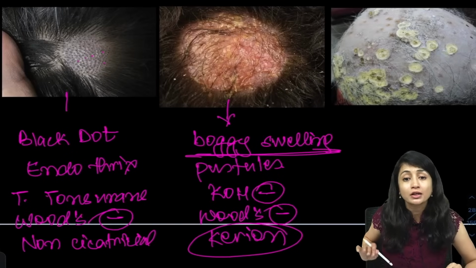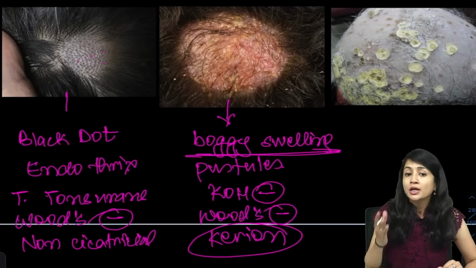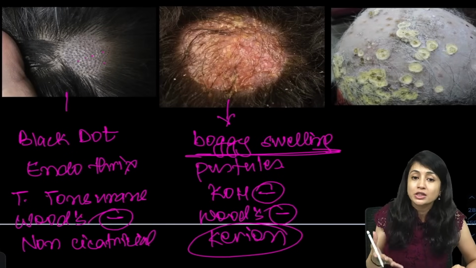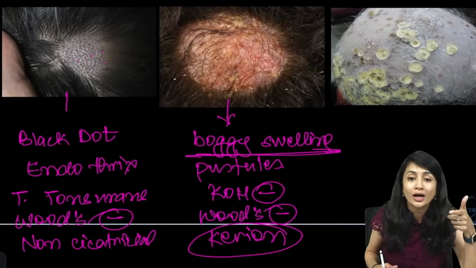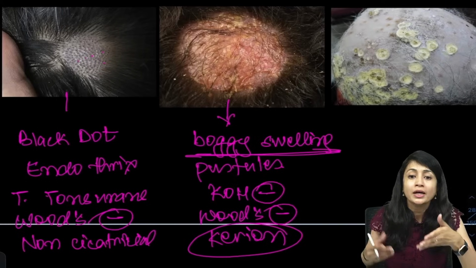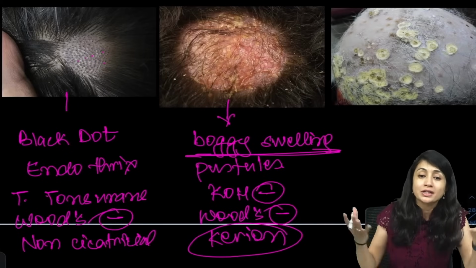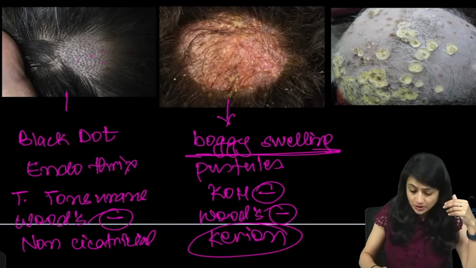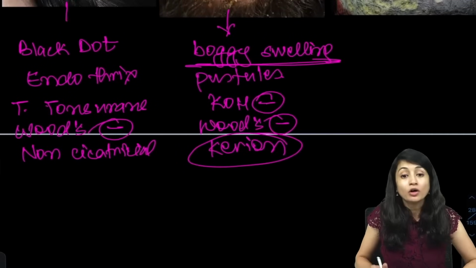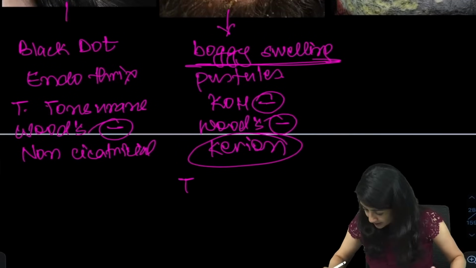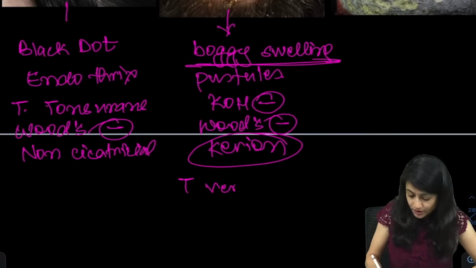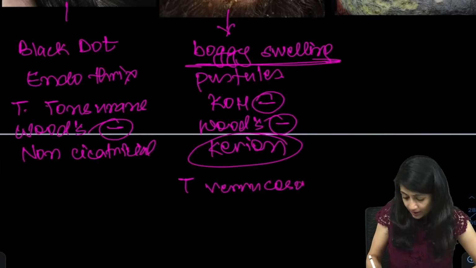Why is KOH negative? Because of so much inflammation, the fungus is actually killed. The manifestations are because of inflammation. One of you pointed out there is history of pet dog. Why? Because it is caused by the species of fungus which affect animals, or zoophilic species. The common fungus which is causing it is Trichophyton. Give me the answer. Yes, verrucosum and mentagrophytes. Long names.